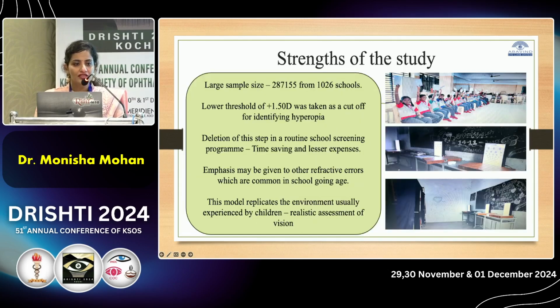Coming to the strengths, it was a large sample size. We had a large population, and the lower threshold of 1.5 diopters was taken as a cutoff for identifying hyperopia. Deletion of this step in routine school screening would mean time saving and lesser expenses. Emphasis may be given to the other refractive errors which are more common in school going age, and this model replicates the environment usually experienced by the children, giving a realistic assessment of the vision.